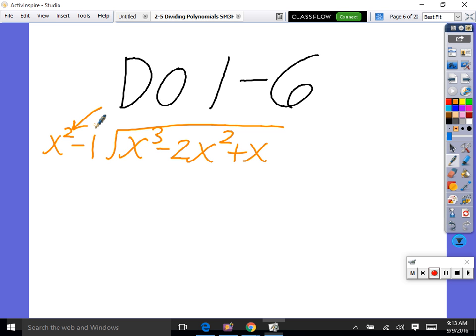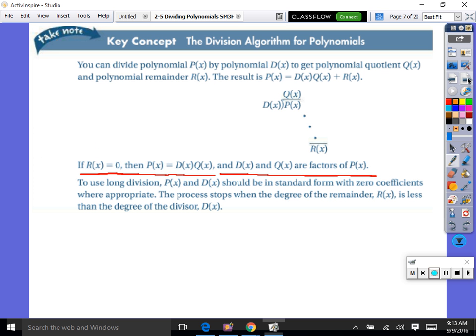Otherwise, if this is degree 1, from here on out, we'll use synthetic division, which we're going to learn in a second because it's way quicker and easier. Okay, so I'm not going to go through this because we've already talked about it and you understand it.